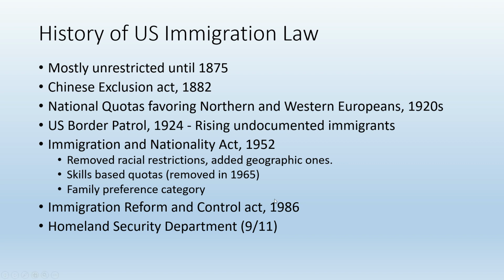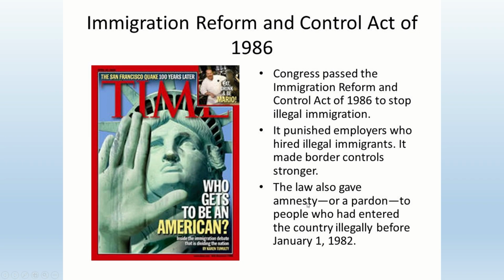A few other things have happened since. There was a major Reform Act in 1986 under Reagan. And of course, you had the Homeland Security Department after 9/11, which radically changed things as well. The Immigration Reform and Control Act was an effort to try to stop the flow of undocumented immigrants coming across the borders. What it focused on was punishing employers who hired illegal immigrants. It also gave amnesty, a pardon, to those who had entered here illegally before 1982.